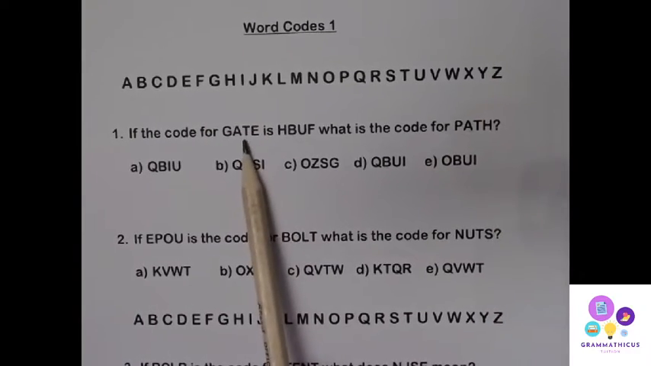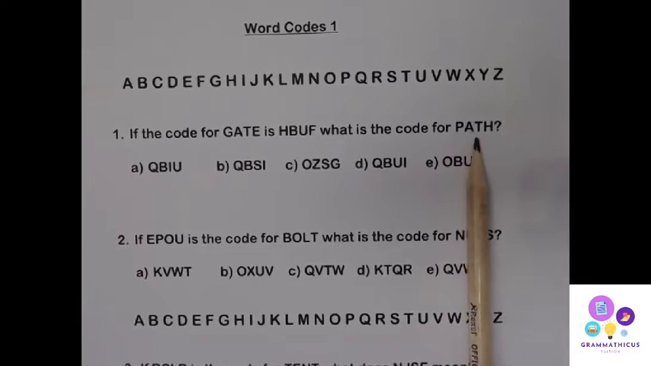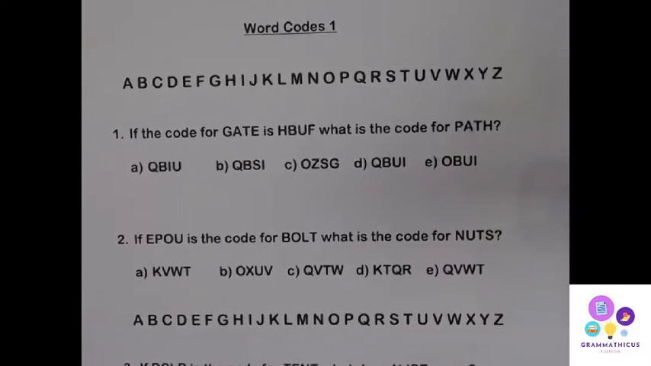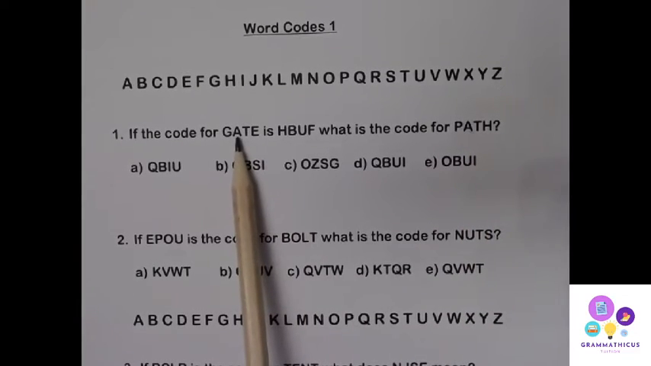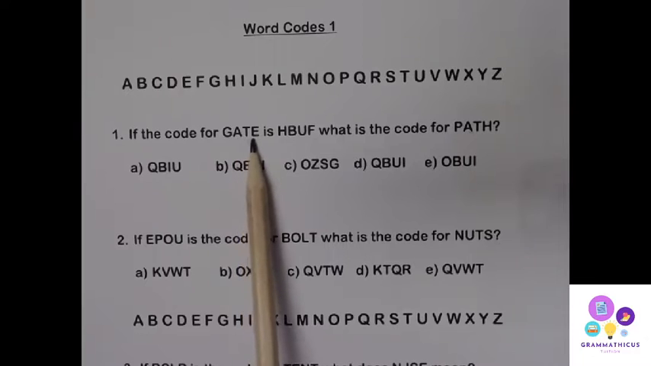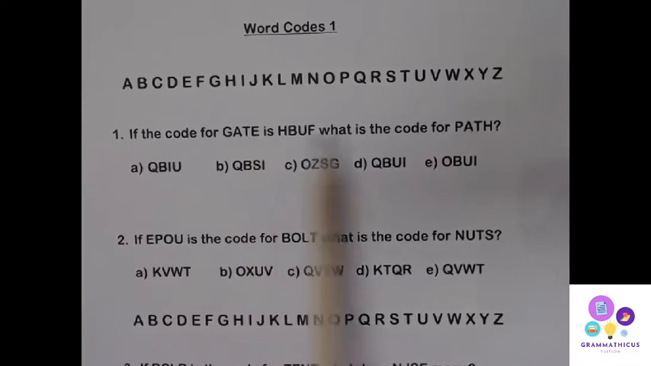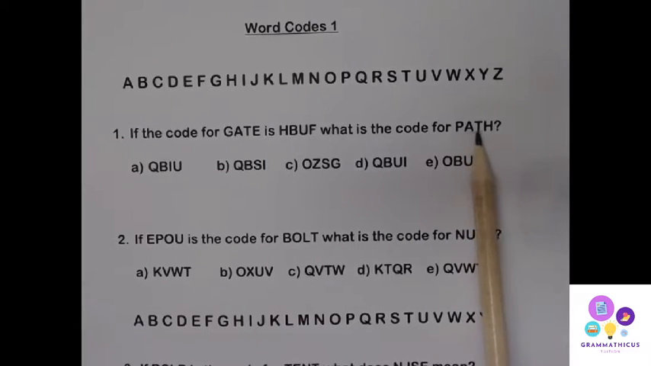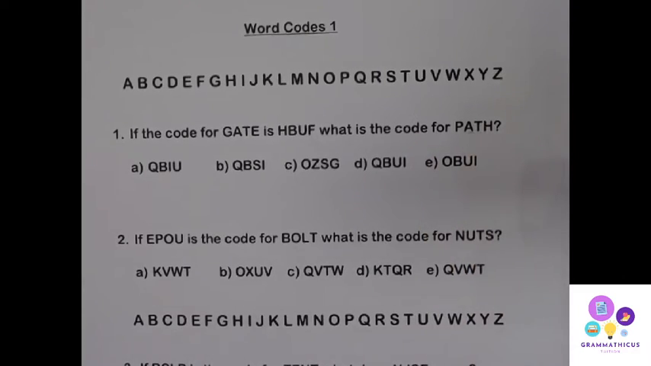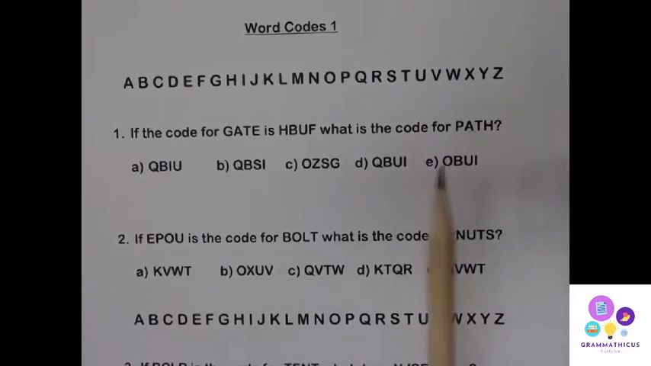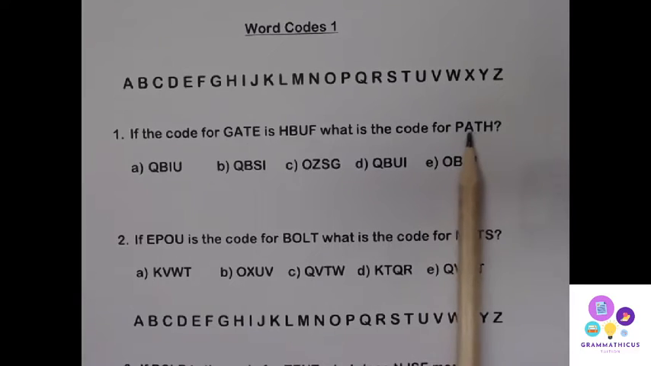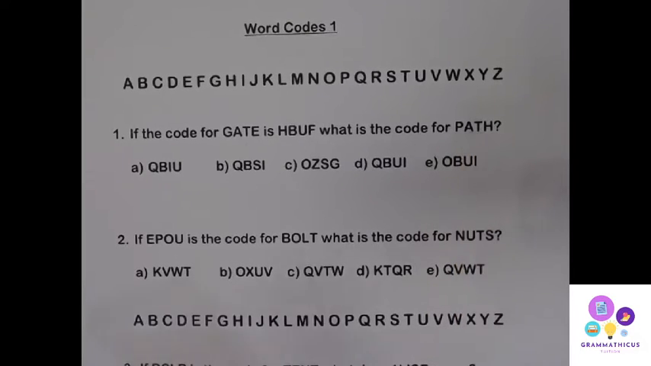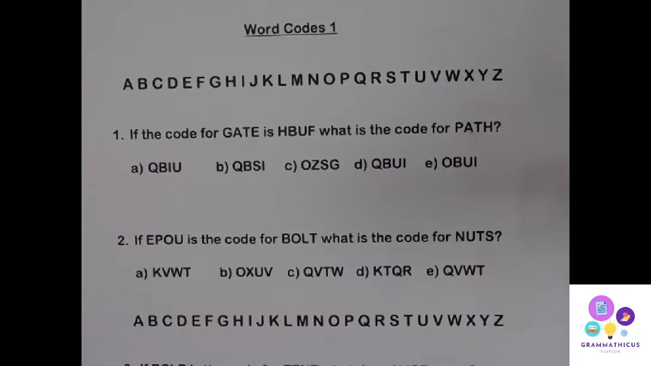Now, if we look at the word gate and then we look at the word path, we can see that we've got two letters that are the same in the middle. We've got AT in gate here as a second and third letter, and I've got AT here in the word path in exactly the same place. So that's going to be a really good clue for us to work out this code quite quickly, because I now know that the middle two letters, letters 2 and 3, are going to be B and U.